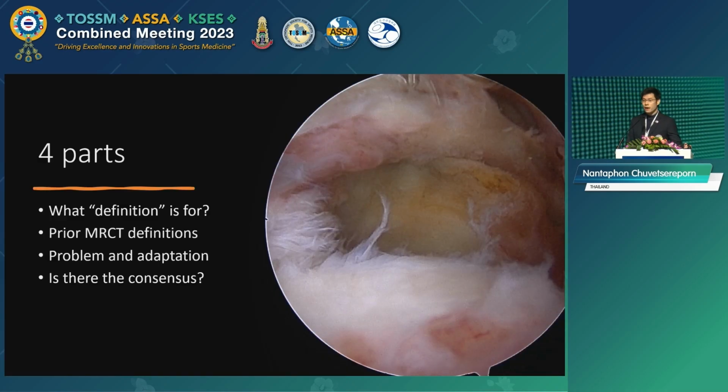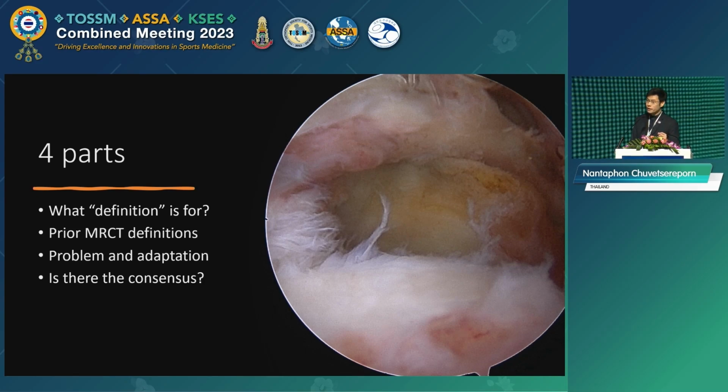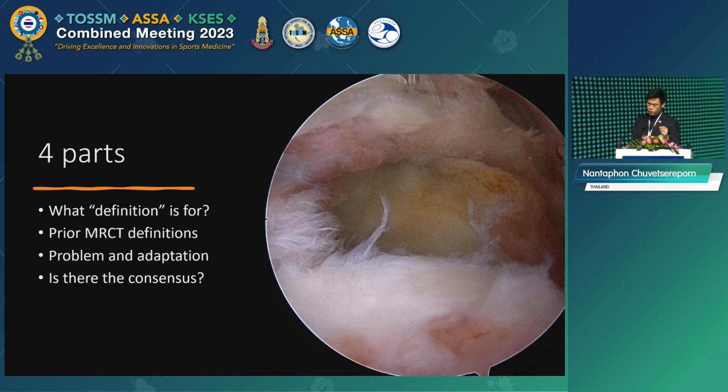My talk will be divided into 4 parts. First, we will talk about what the word definition is for, why it's important. Then we will look into the old definitions, their problems and adaptation. And lastly, is there any consensus?